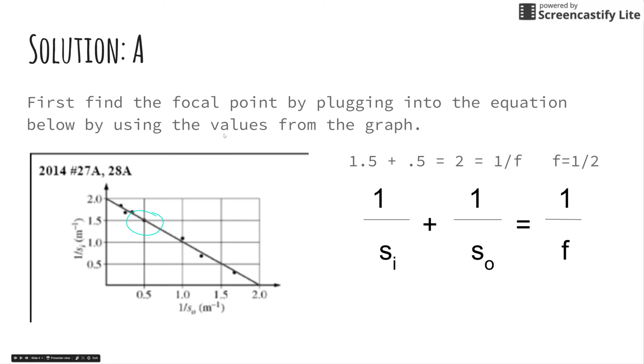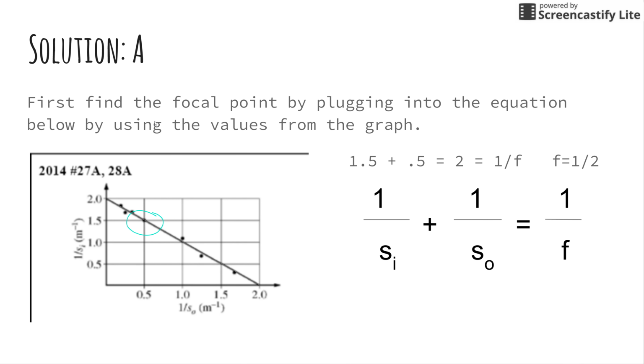So the very first thing we have to do to solve this problem is find the focal point by plugging into the equation below using the values from the graph. I just chose the easiest point on the graph, where there's no guesswork. We know that 1 over SI is at 1.5, and we know that 1 over SO is at 0.5, since it says that on the side of the graph. Since that's already given, we are able to just plug it in.